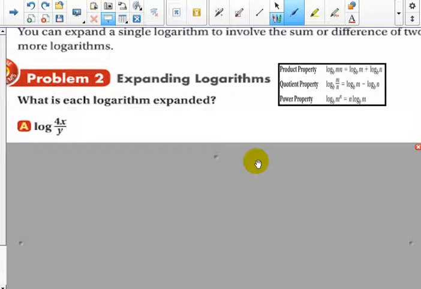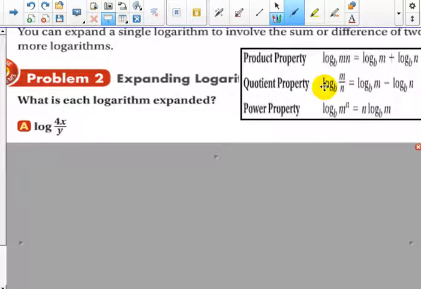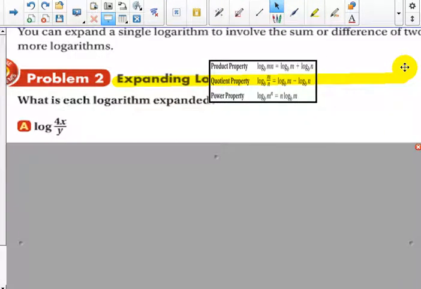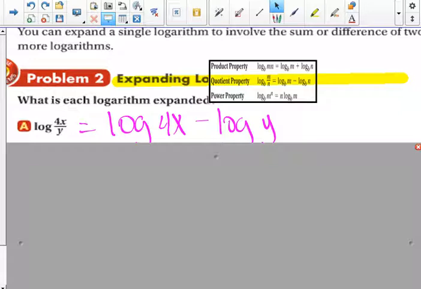So we have log of 4x over y. How are we going to rewrite that? We're going to expand it. So that's our quotient property, right? So what's it going to be? Log m minus log n. So that's equal to log of 4x minus log of y. Everybody with me to there?